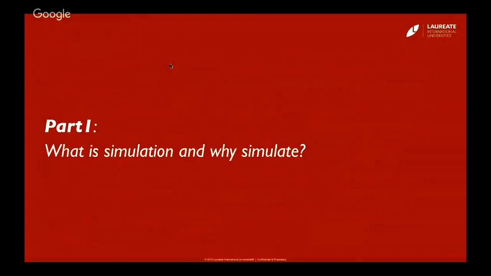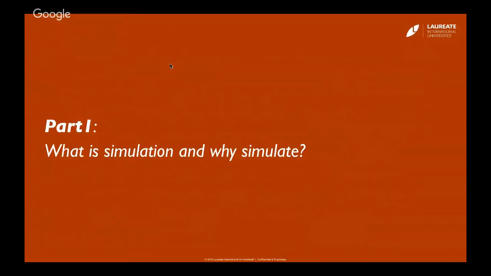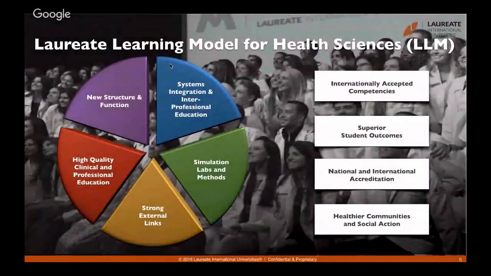So, what is simulation and why simulate? In Laureate Health Sciences, we have a learning model that we call Laureate Learning Model for Health Sciences, or LLM, that's composed by 5 components. So we have new structure and function that we already listened about this with Dr. Vivian. We have systems integration and interprofessional education. We have simulation labs and methods, stronger external links, and high-quality clinical and professional education. In the right side of the pie chart, you can see the results of applying this model.